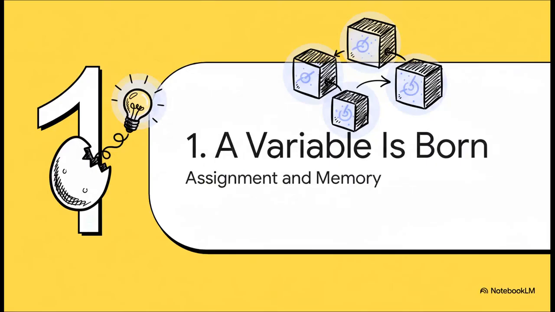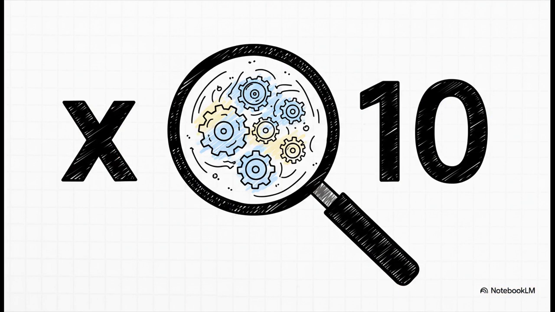Okay, let's start at the very beginning. Assignment. This is the exact moment a variable springs into existence, and it's really where the whole story of memory in Python kicks off. I mean, look at this. X equals 10. You've probably typed a line of code just like this 1,000 times. It seems so simple, you know, but there is so much more going on here than you might think.